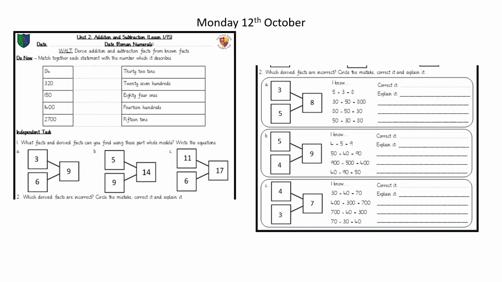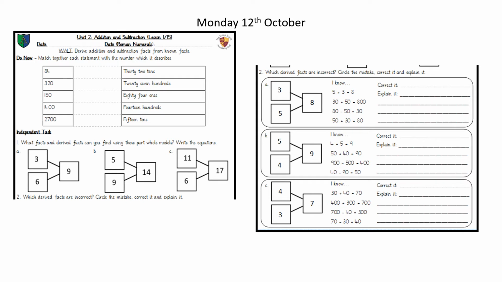So with my part-whole, I could say 3 add 6 is 9, 6 add 3 is 9, 9 take 3 is 6, 9 take 6 is 3. I've got a fact family of 4 facts. 2 addition facts, 2 subtraction facts. They're super easy facts. I don't want you to tell me that you know those facts. I know you do. But what I want you to do is to upscale.